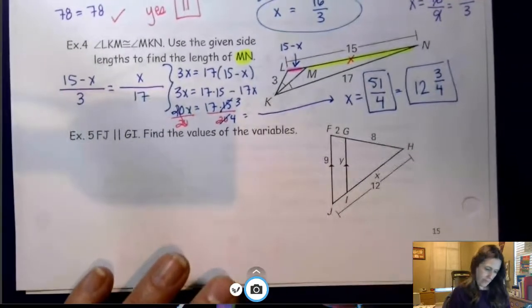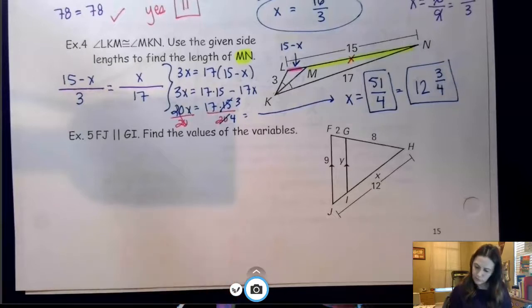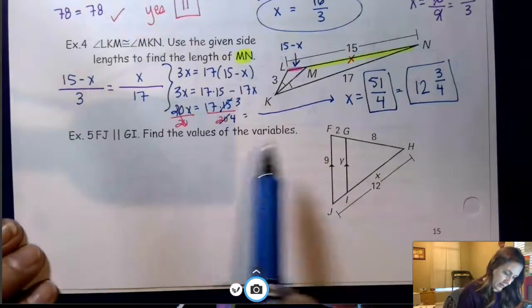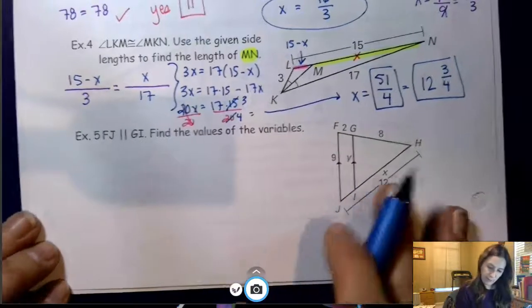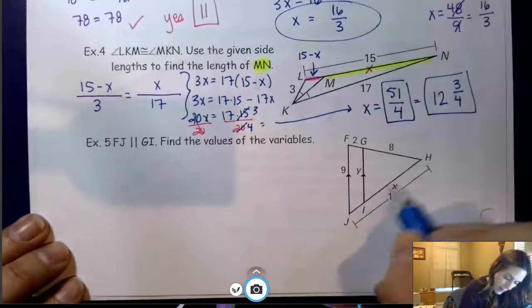Using these values, find the values of the variables. Okay, can you solve for x? Can you solve for y? I'm going to do a proportion over here for x.